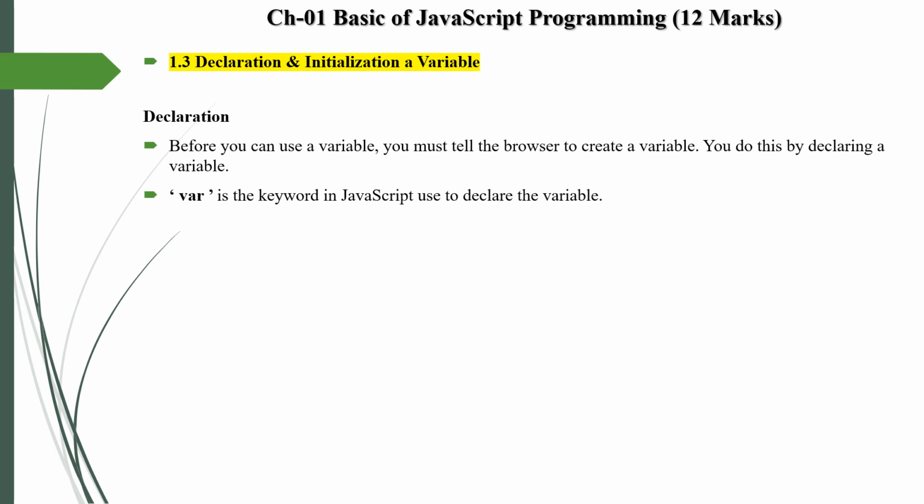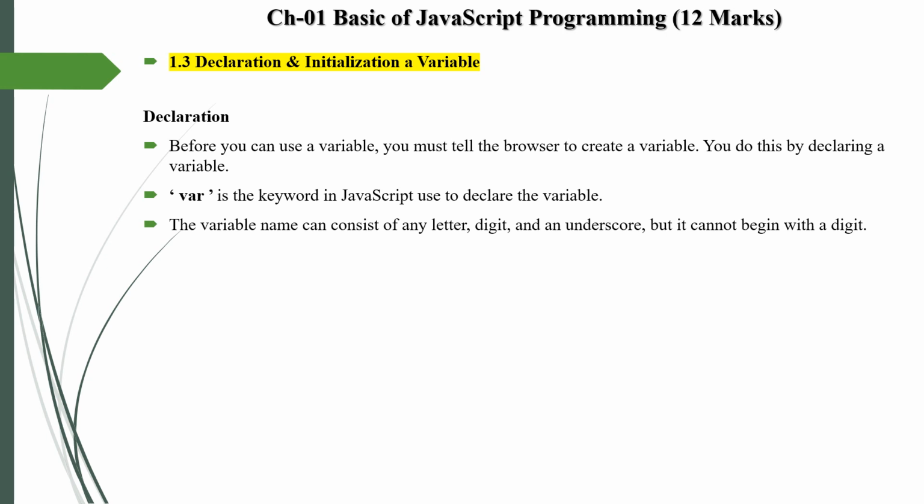Var is the keyword in JavaScript used to declare the variable. The variable name can consist of any letter, digit and underscore, but it cannot begin with a digit. So one simple rule is, we can use digit, letter and underscore in the variable, but we cannot start the name of variable with a digit. Example is var num. Here var is the keyword and num is the name of the variable.